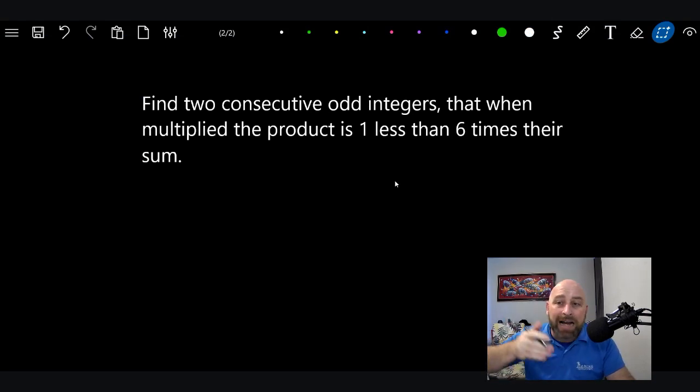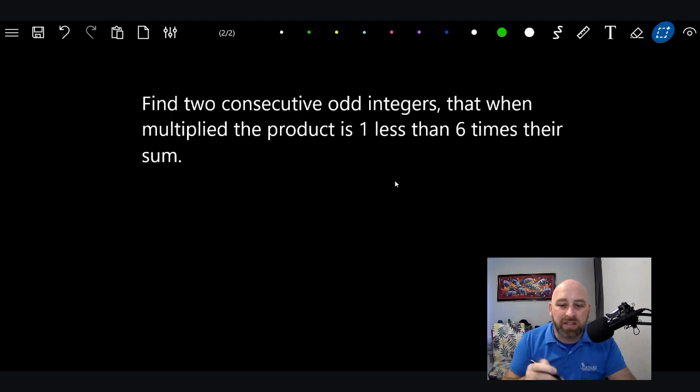What does odd integers mean? Well, odd is every other, so like 1, 3, 5, 7. And an integer is just a counting number. So that's what we're talking about. We're talking about every other counting number, but it's got to be odd. Even numbers 2, 4, 6, 8. Odd numbers 1, 3, 5, 7, 9. That when multiplied, the product is 1 less than 6 times their sum.